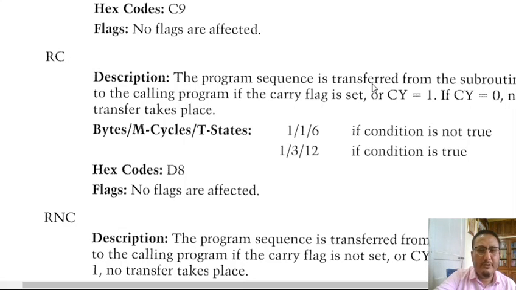Now, byte requirement: it requires 1 byte, 1 machine cycle and 6 T states if the condition is not true, and it requires 1 byte, 3 machine cycles and 12 T states if the condition is true. Now hex code is D8 and none of the flags are affected.